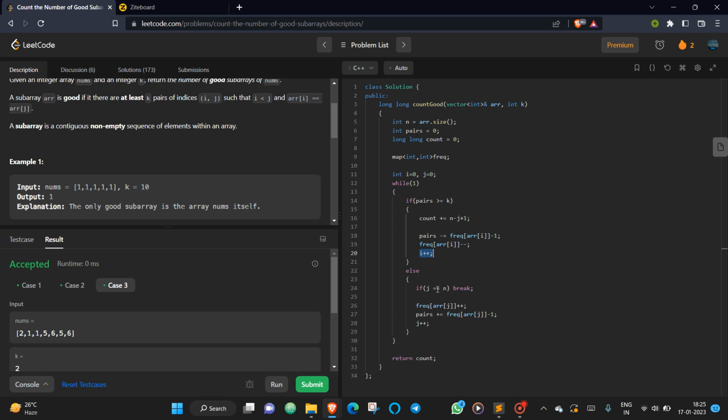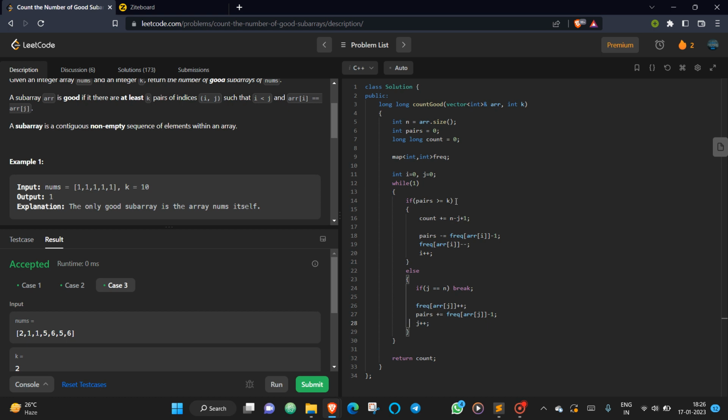Then I'll just move forward. And what if there are not at least k pairs? Then I just increment the frequency of that element, and I'm adding the pairs that it was making with the previous elements. So you just increment your j.